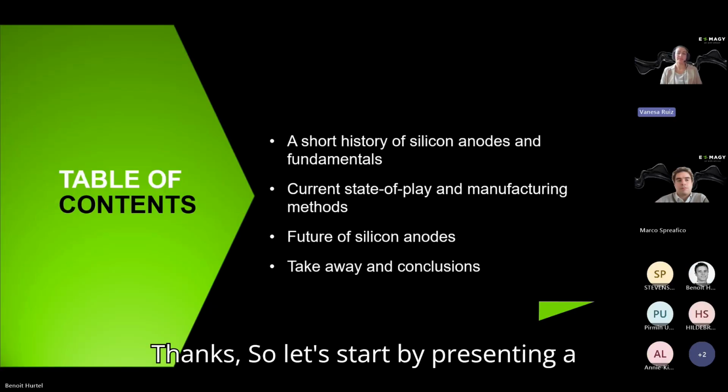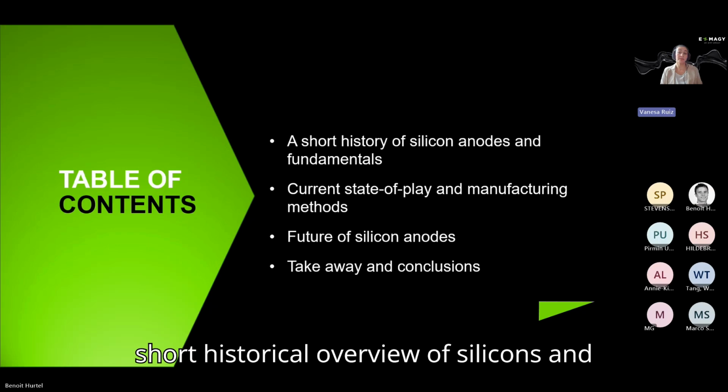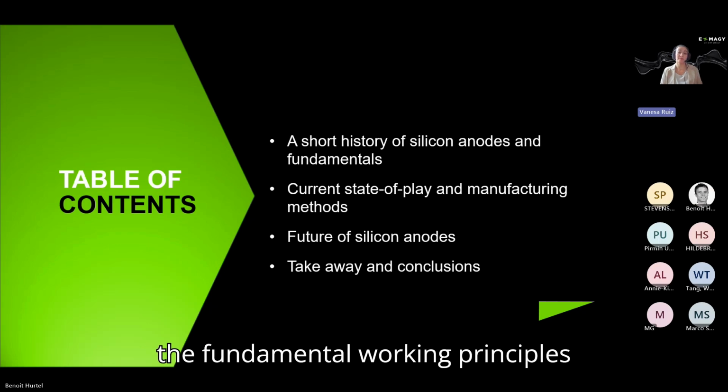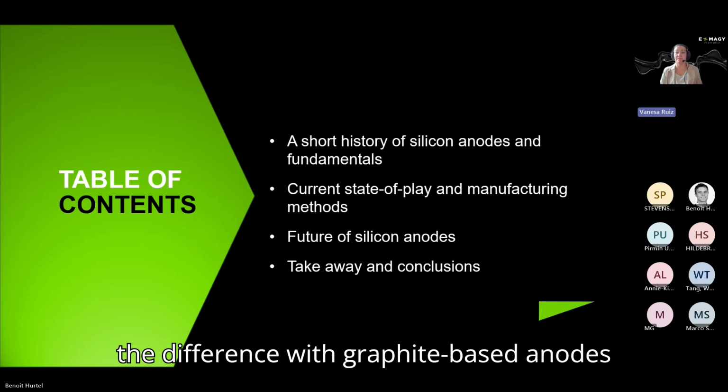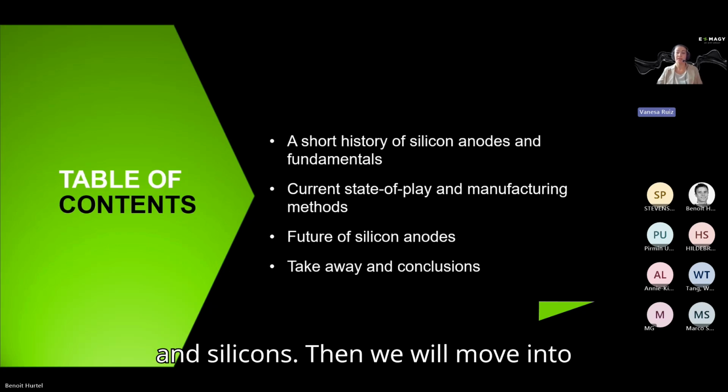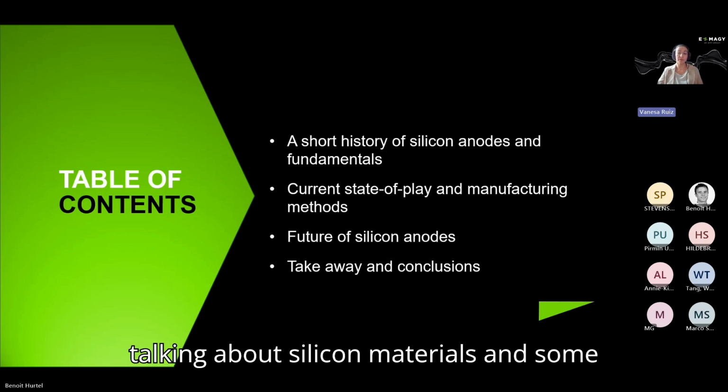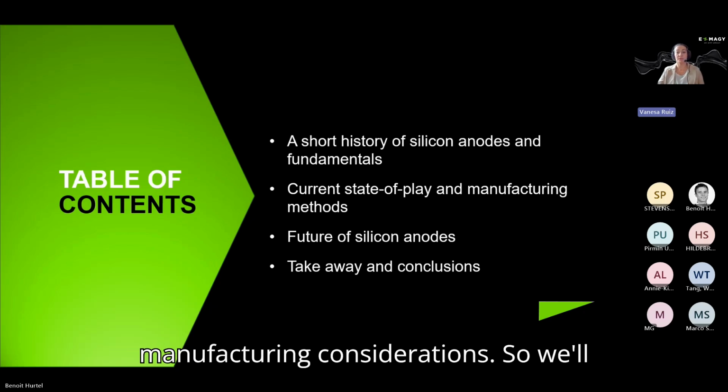So let's start by presenting a short historical overview of silicon and the fundamental working principles behind it. Particularly, I will talk about the difference between graphite-based anodes and silicon. Then we will move into talking about silicon materials and some manufacturing considerations.